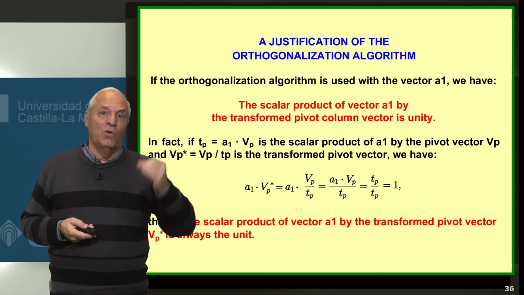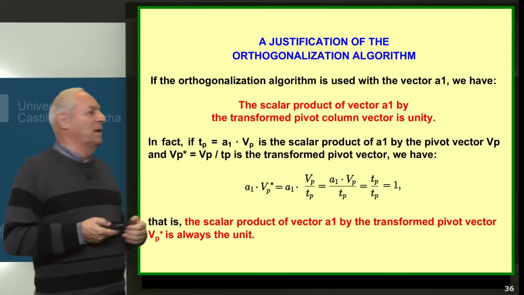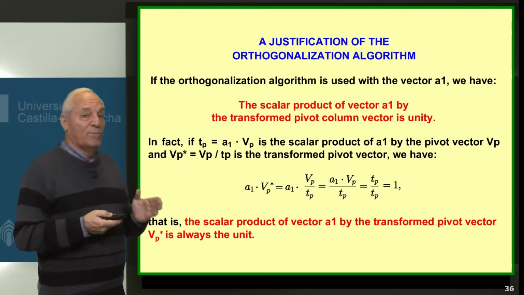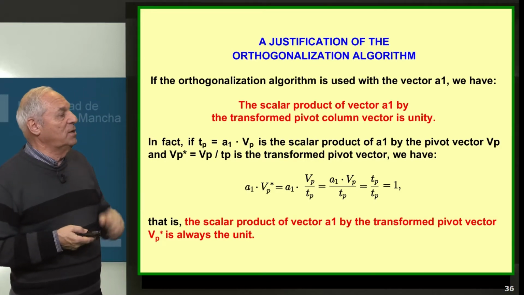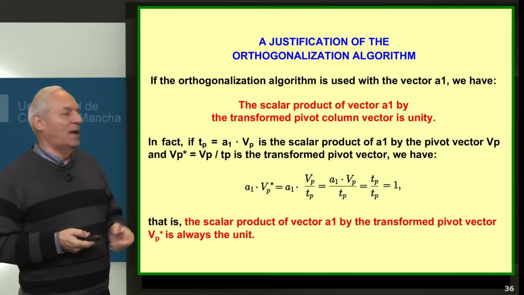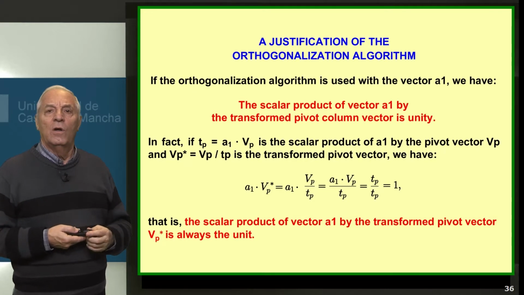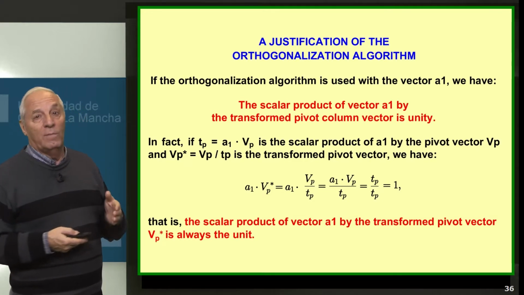Let's demonstrate it. Suppose we call TP the scalar product of vector A1 by the vector column VP, the vector that is going to be the pivot. So, if we call it that, what is the transformed pivot?